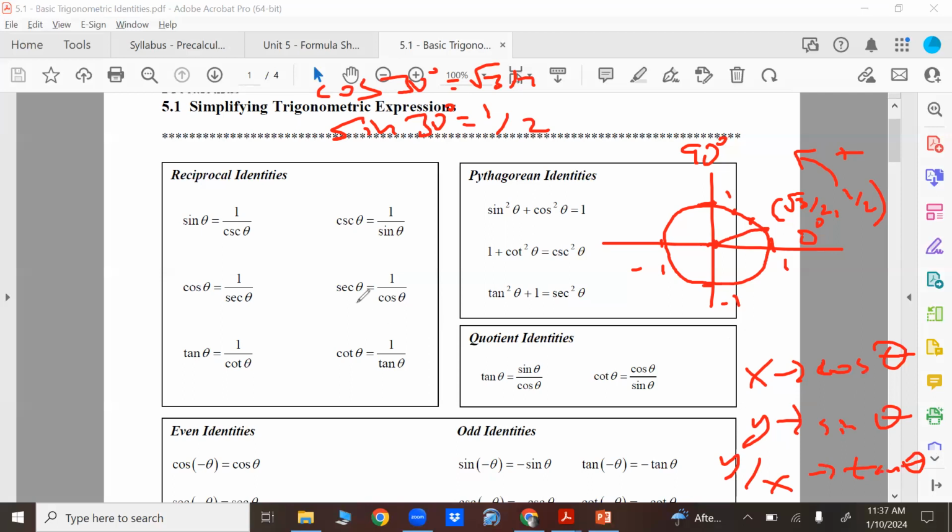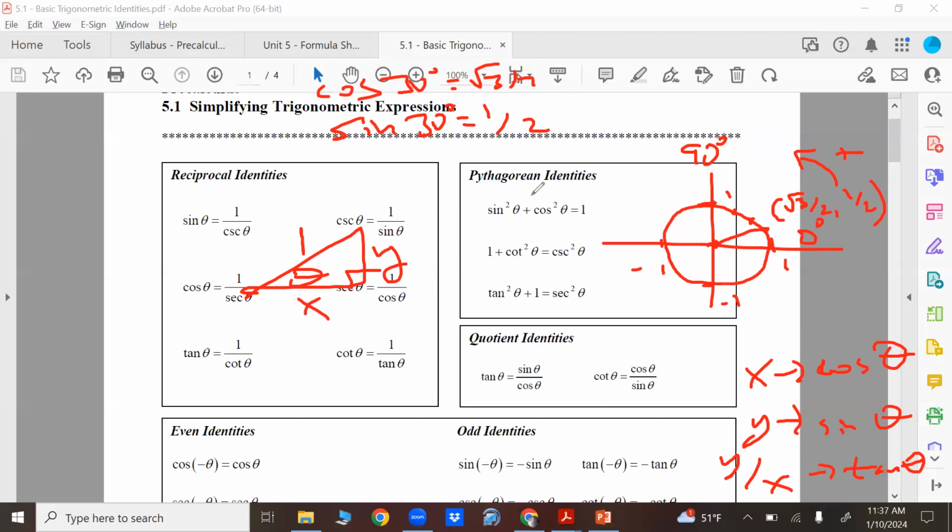Well, why is that? Think about it, right? If theta is right here, and that's 1, and that's x, and that's y, SOH-CAH-TOA, right? So sine means what? Opposite over hypotenuse. Y over 1. There you go. Cosine, adjacent over hypotenuse, x over 1. There you go. Tangent, opposite over adjacent, y over x. So not that hard.